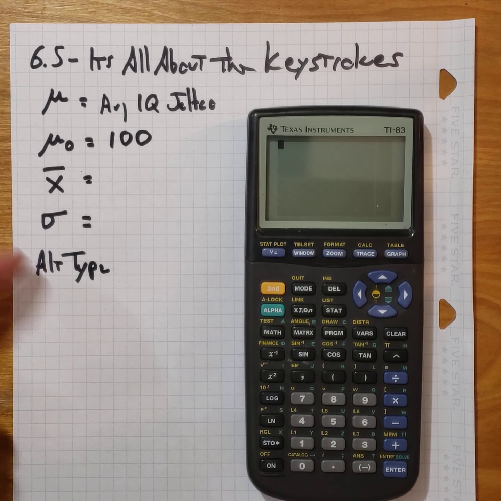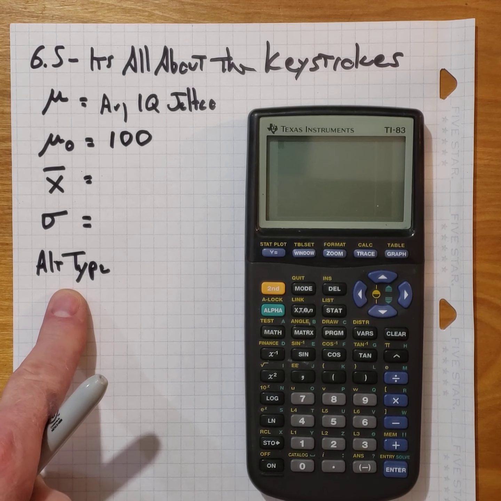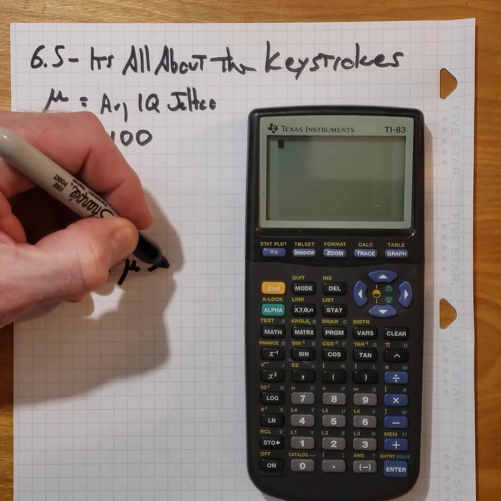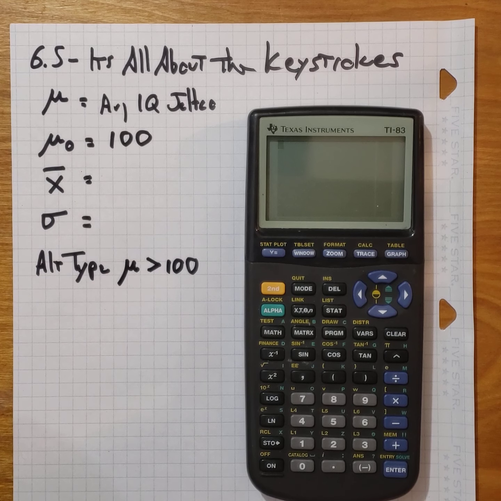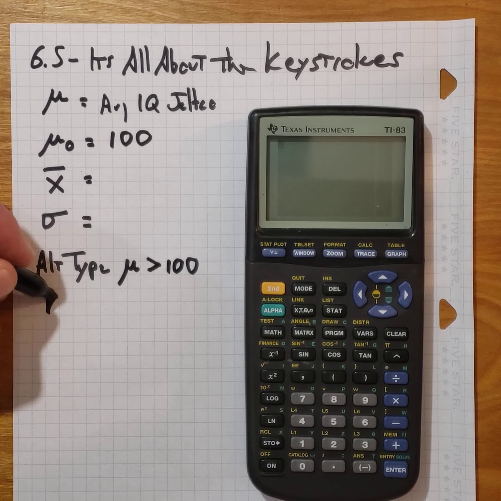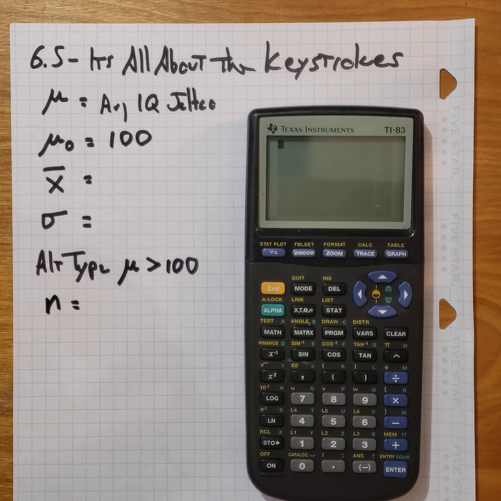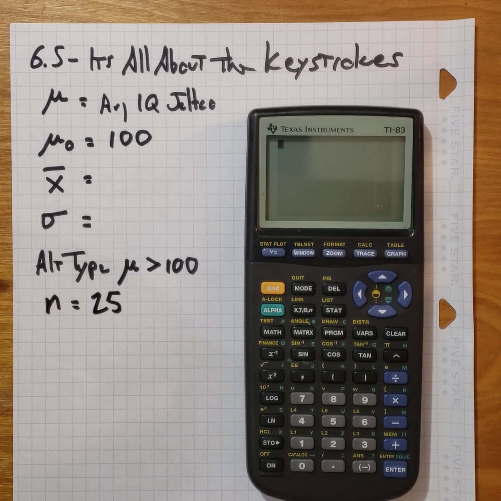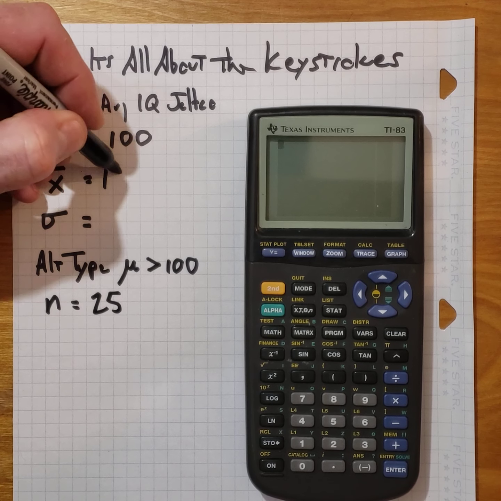And what are we saying about it? What is our alternate hypothesis type? We're saying that our IQ is greater than 100. That's the thing that we're trying to show. I forgot sample size on here, so I'm sorry. How big was the sample that we took? Let's go with 25. What was the average of our sample? The average of our sample was 103.